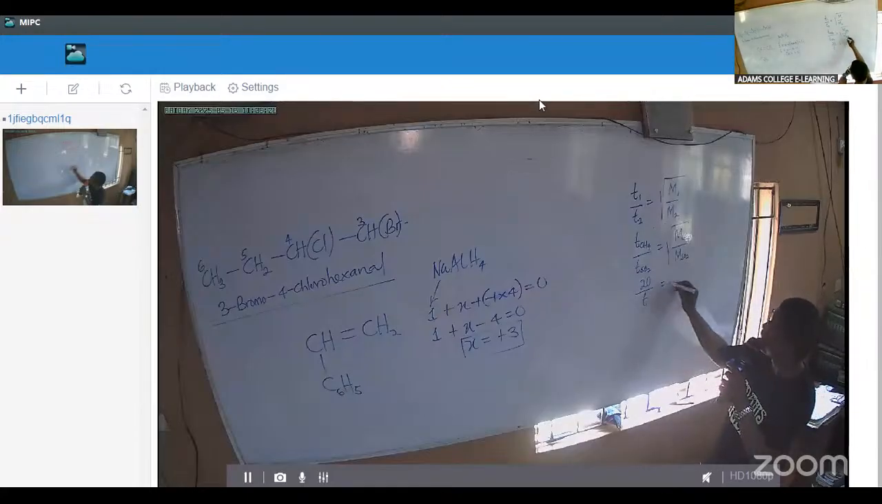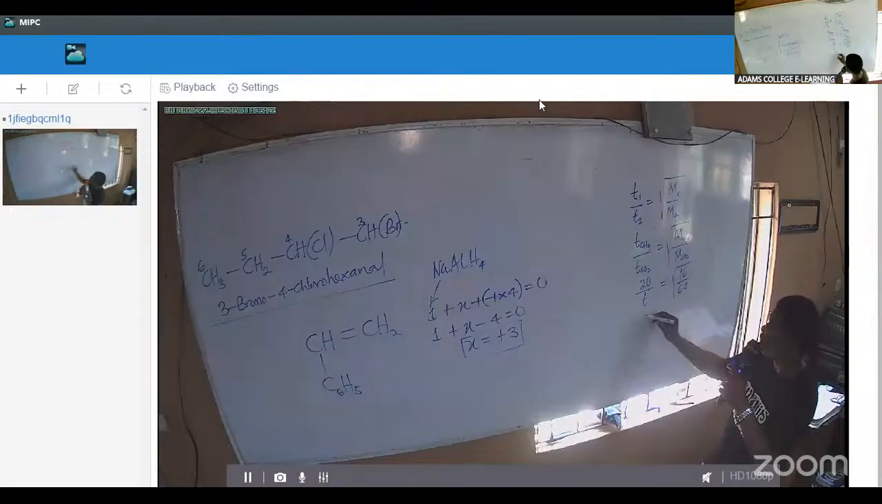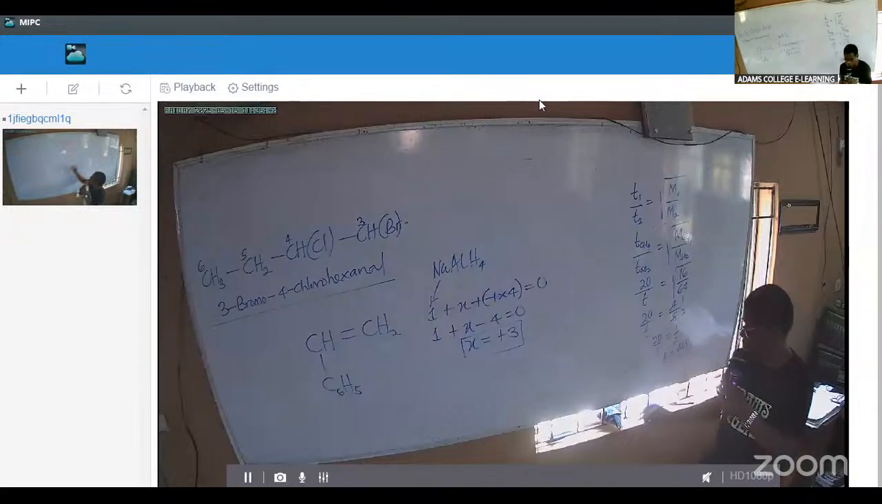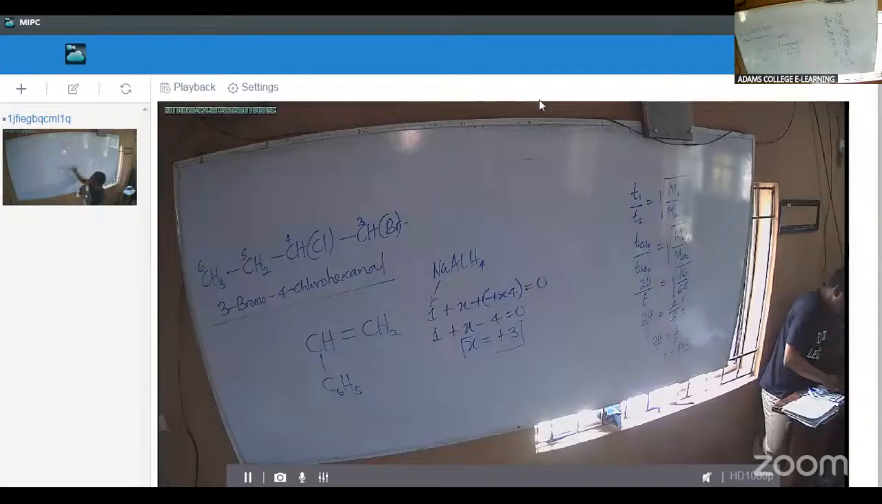Methane is 16, carbon is 12. What about the other one? 64. So I have 20 over T. What's square root of 16? Square root of 64? So 4 over 8, 1 over 2. The answer is 40. So I have 40 seconds. Right, next question.